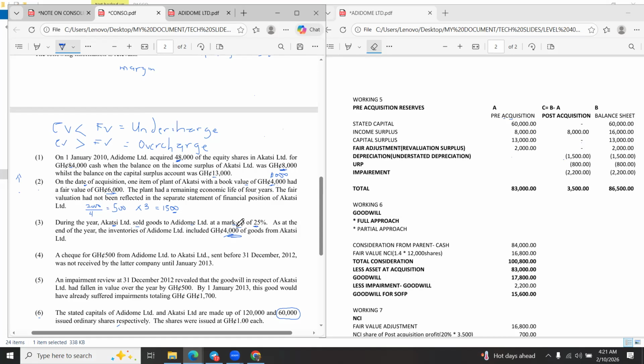We are going to convert from markup to what? Margin, because selling the goods to him should have been on a margin. It is the margin plus the cost that will give you the selling price of the goods. But here it says markup.